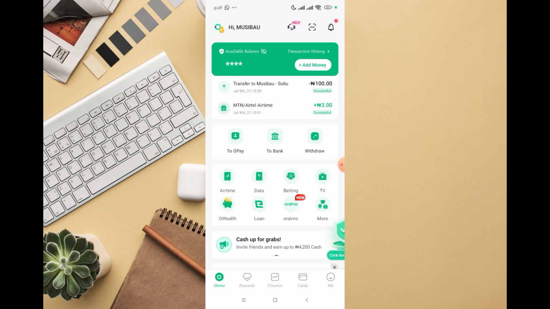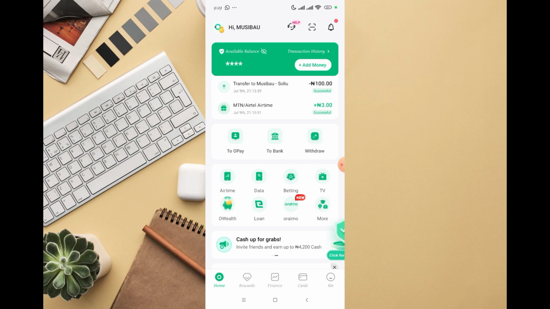Once a payment is successful on Opay, you cannot reverse it back. Or else the payment is not successful and the person you are sending the money to doesn't receive it. So you can actually reach out to customer support and tell them that the person you sent money to did not receive the payment. So what could be the issue, right?